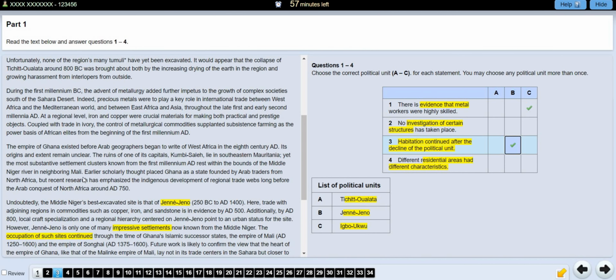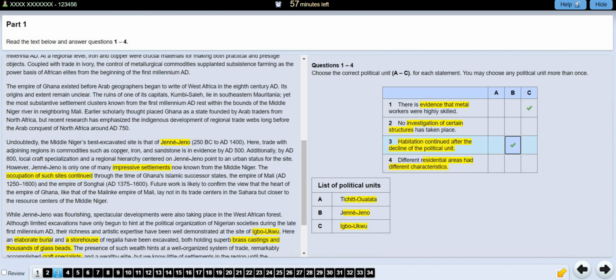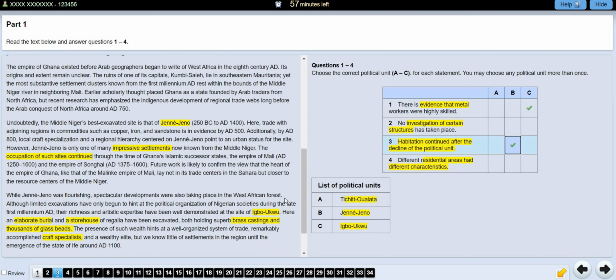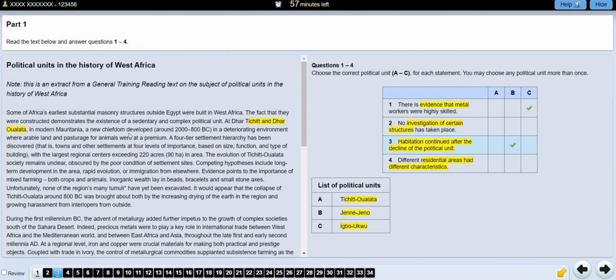Furthermore, do we see any other mention of Jenne-jeno over here? So it's just the one paragraph where it's said, right? Then political organization, nope. Okay, then moving to the first one, Tichitt-Oualata, with a deteriorating environment. So what is left? No investigation of certain structures has taken place. Different residential areas had different features.